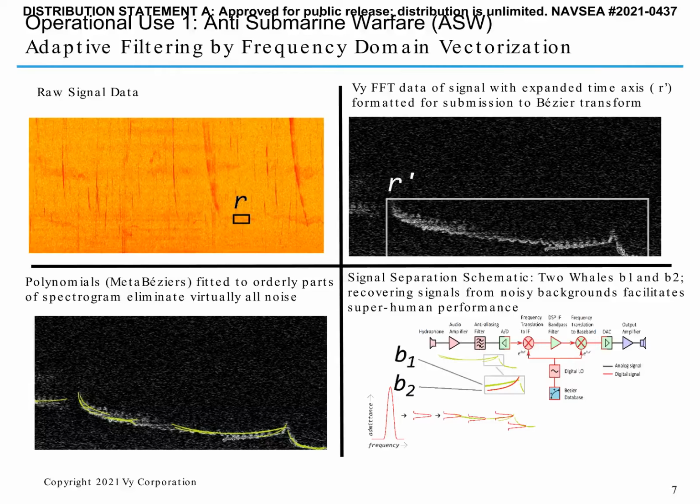And if you look at notes B1 and B2 in that lower right quadrant, you'll note that that indicates two distinct whales. Our scientific expert was only able to detect one of those whales because the second call was buried in the noise of the first. Because of this capability, we call this initiative Project Jonesy, in honor of the famous operator from the movie The Hunt for Red October.